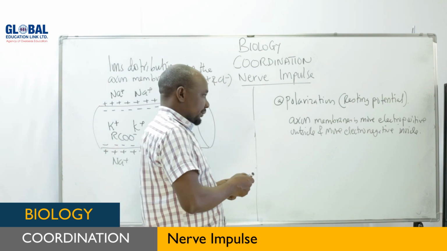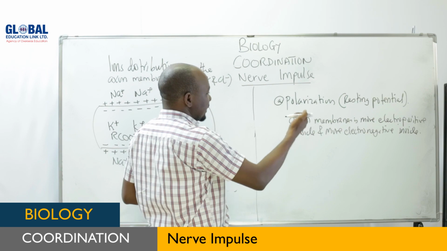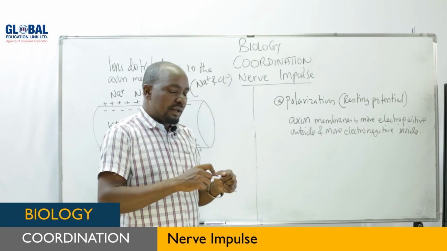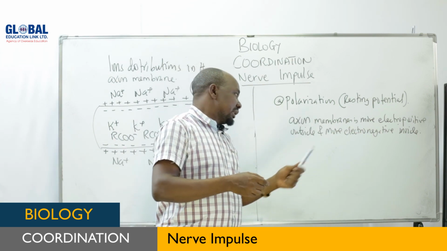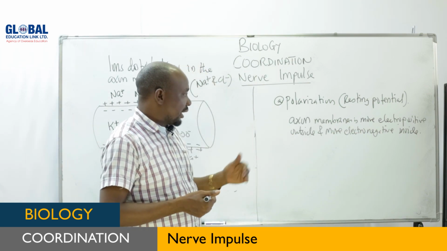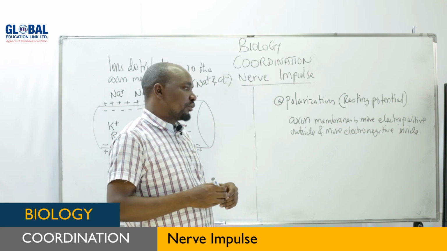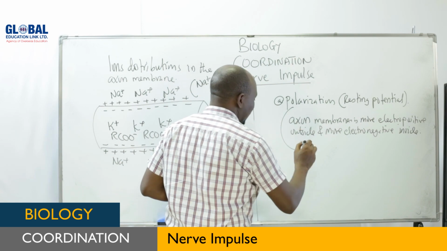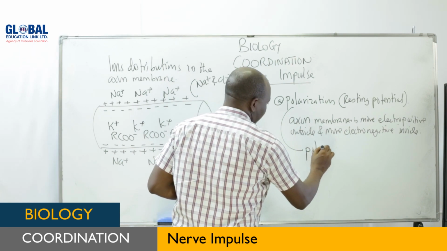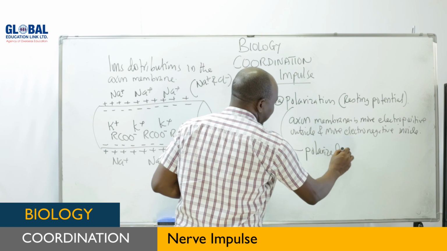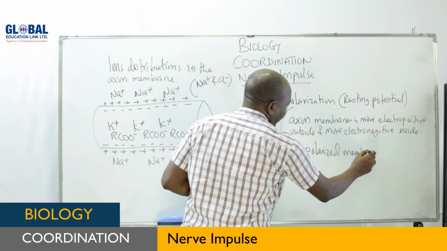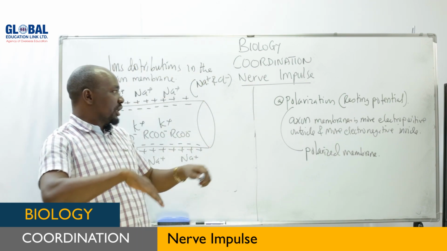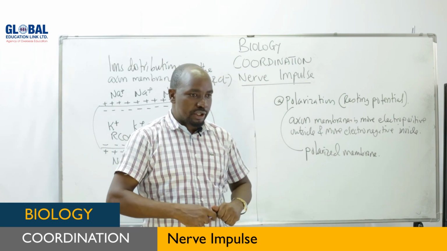And the membrane with a large concentration of cations outside and a small concentration of cations, or a high concentration of anions, inside is described as a polarized membrane. The membrane is said to be polarized. The situation is said to be polarization.